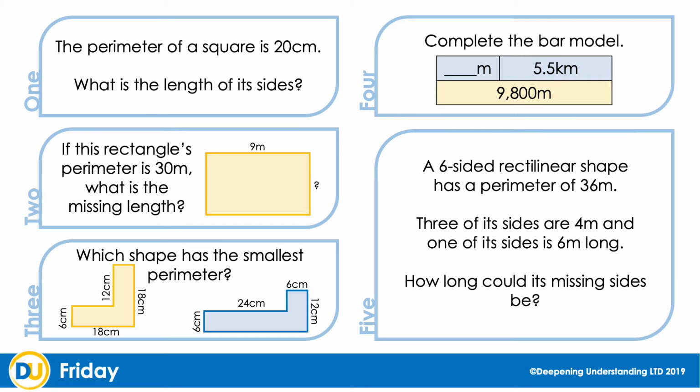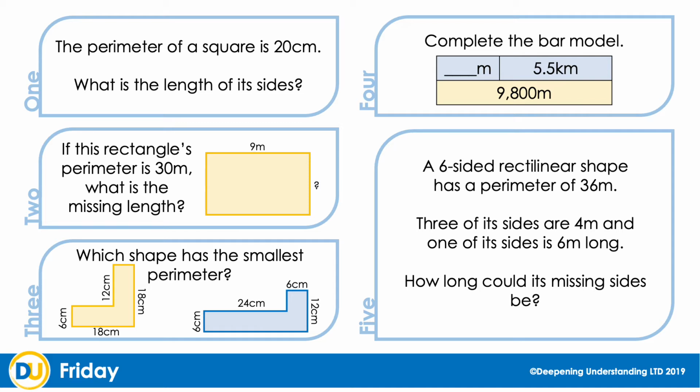Number 4. Complete the bar model. So 5.5 kilometres is 5,500 metres. So my calculation would be 9,800 metres subtract 5,500 metres equals 4,300 metres.